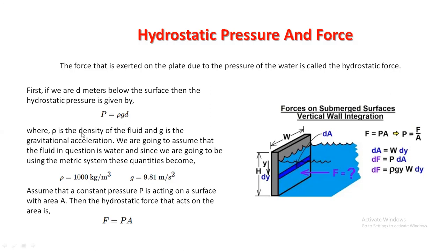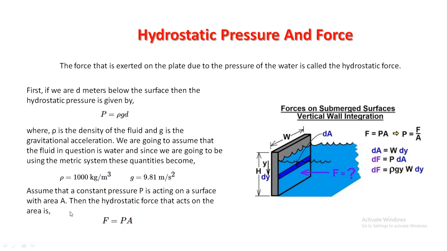Now, rho is the density and g is the gravitational acceleration. We're going to assume that the fluid in question is water since we're talking about hydrostatic pressure. And since we're going to be using the metric system, the quantities become, so this is to be memorized, the density of water for this topic is 1,000 kilograms per cubic meter, and the gravitational constant is 9.81 meters per second squared.